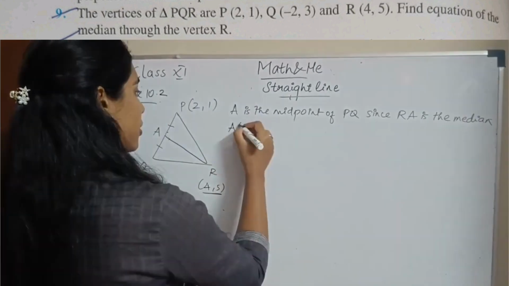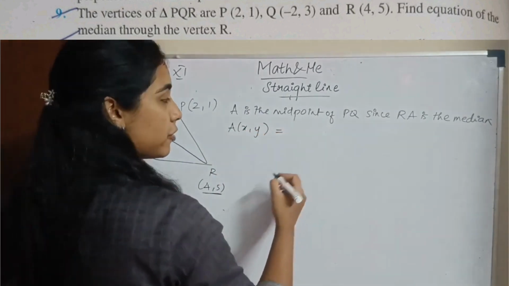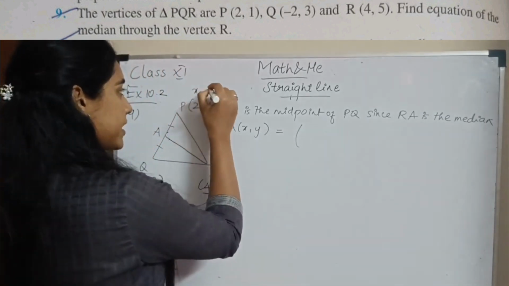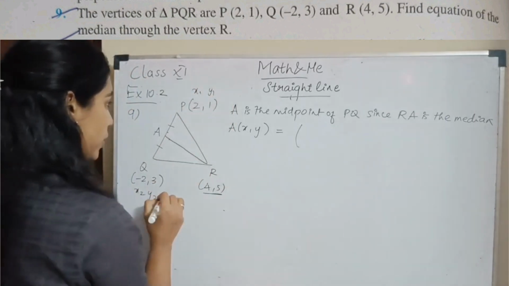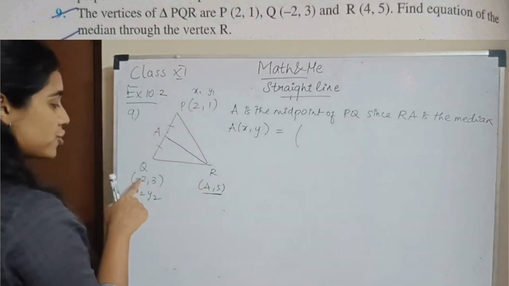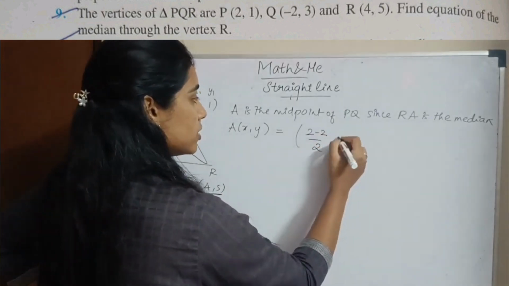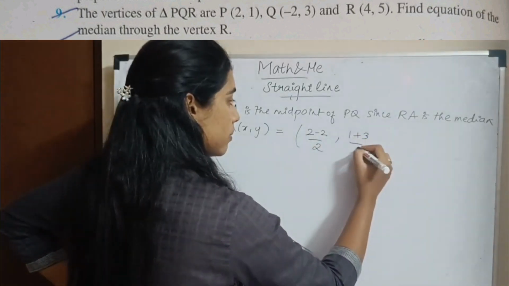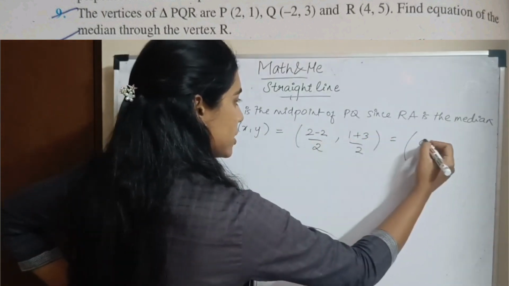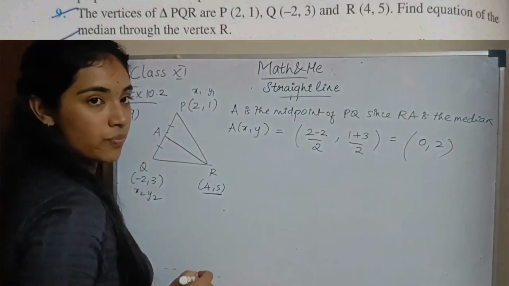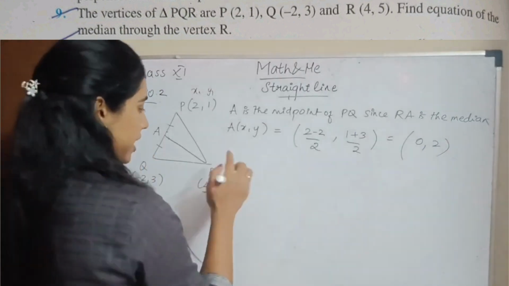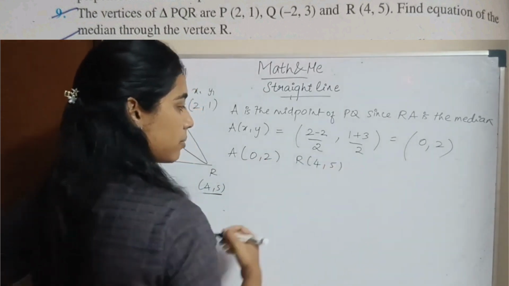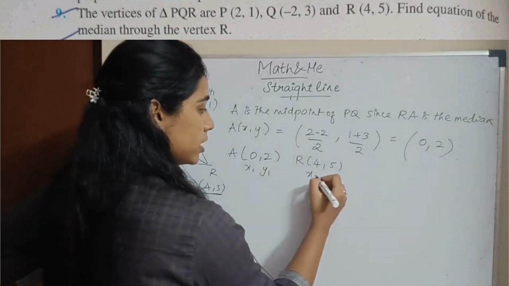So the coordinates of A are, what is the midpoint form? x1 plus x2 by 2 and y1 plus y2 by 2. So this is x1, y1, x2, y2. So I have x1 plus x2, which is 2 minus 2 by 2, comma, y1 plus y2, which is 1 plus 3 by 2. So what do I have? 0, 4 by 2 is 2. So that is the coordinate of A. So now you have A, which is 0, 2 and R, which is 4, 5.